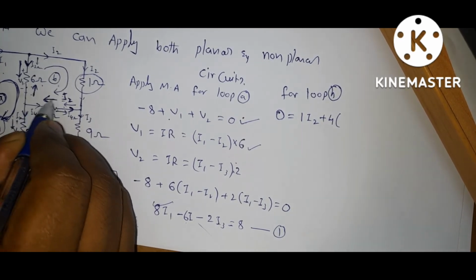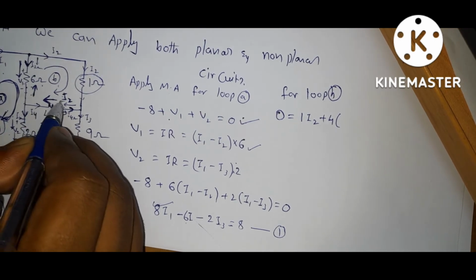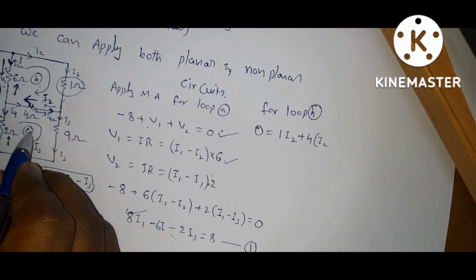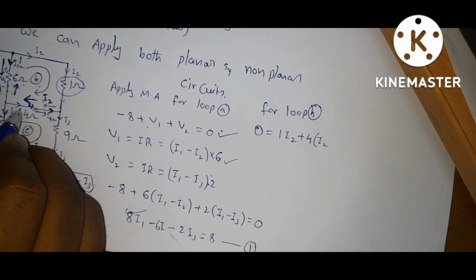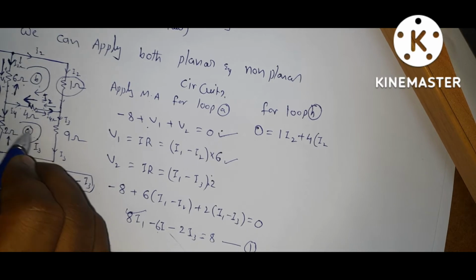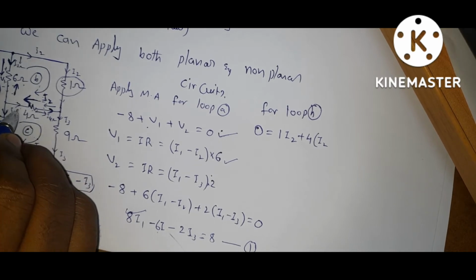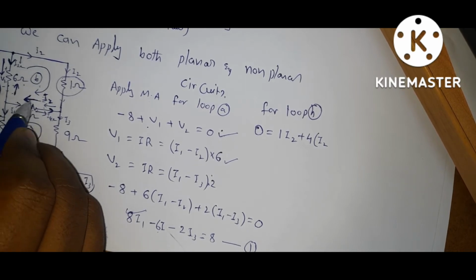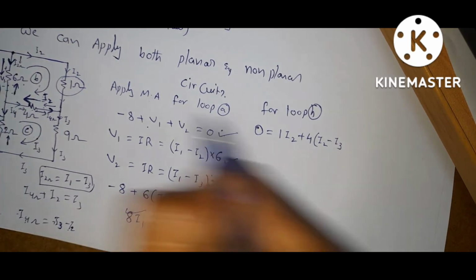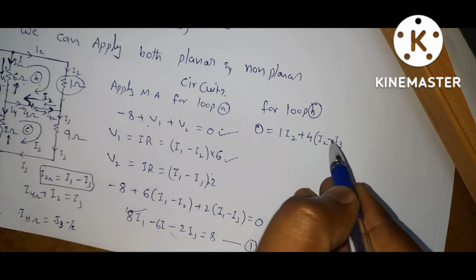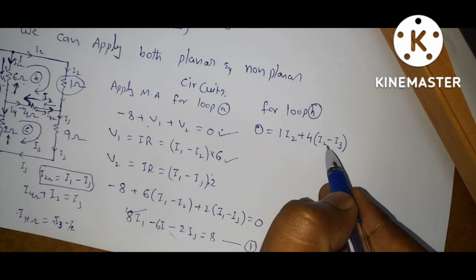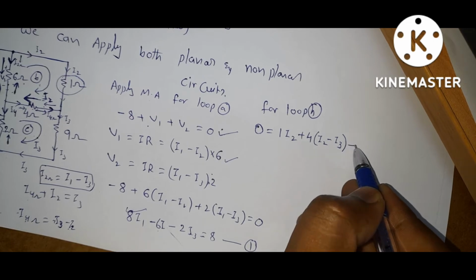First take I2 direction. So if you take I2 direction, first it is I2. So what is the another current direction? Opposite to the I2, that means it is counterclockwise. So current is I2, this current is I3, both are in opposite direction, so it is minus I3. If it is same direction, you will take plus I3. So this is 4 into I2 minus I3.